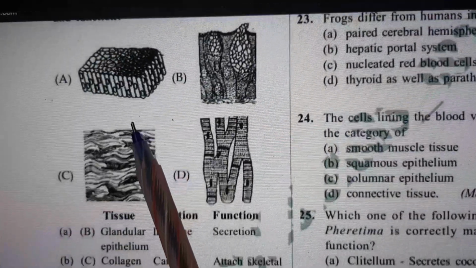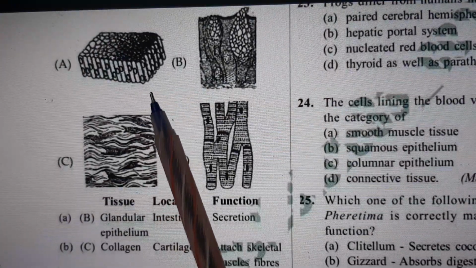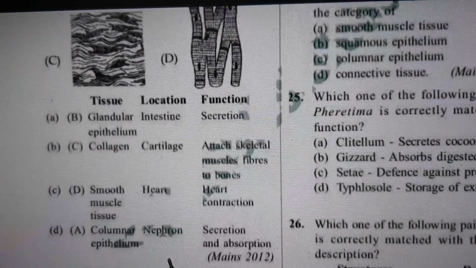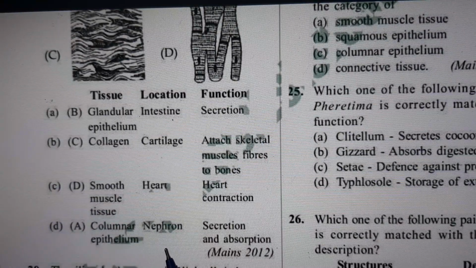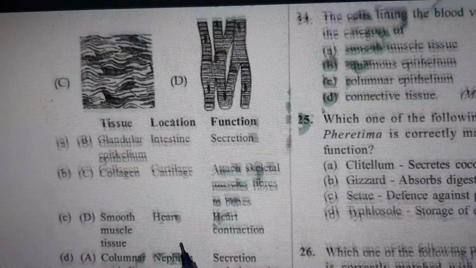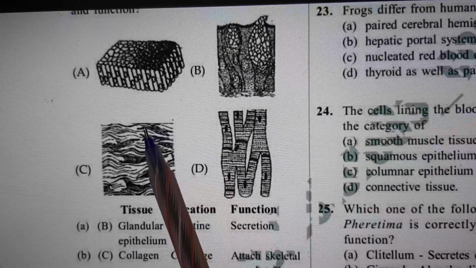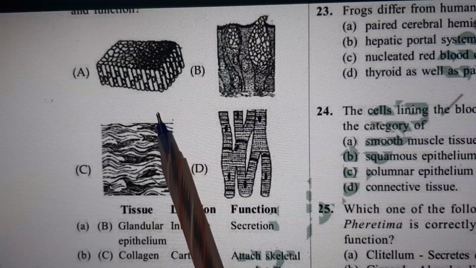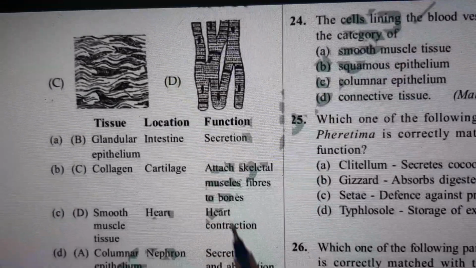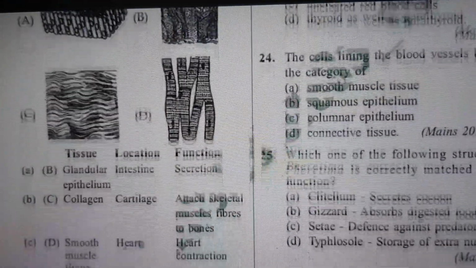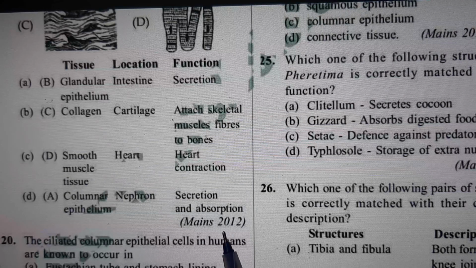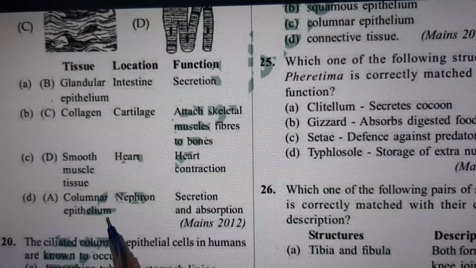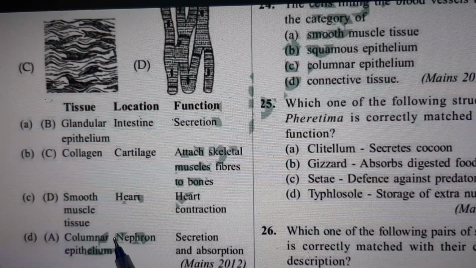Yes, figure A is columnar epithelium. The location mentioned here is nephron. This is wrong. Columnar epithelium is not present in nephron. Cuboidal epithelium is present in nephron. So, secretion and absorption, yes, but nephron, the location is wrong, so we cannot select option D.